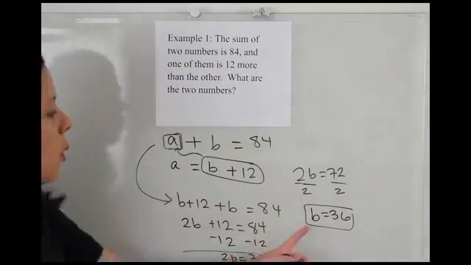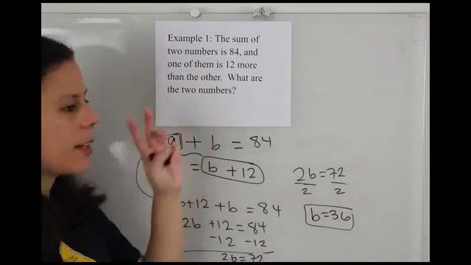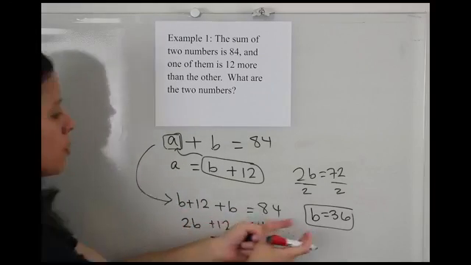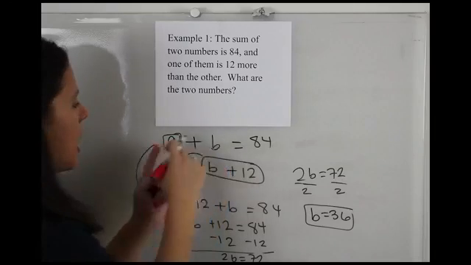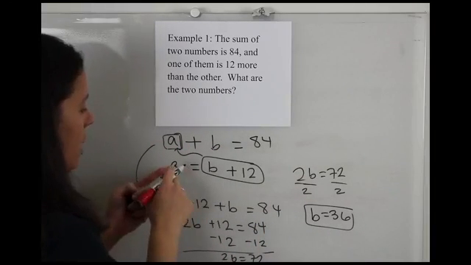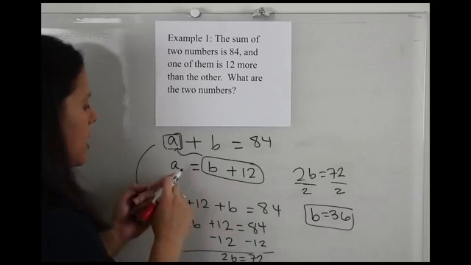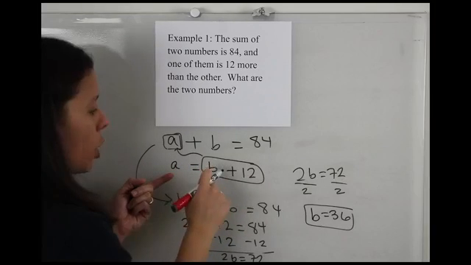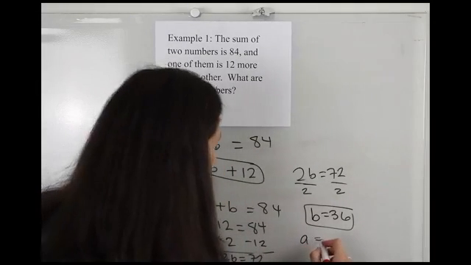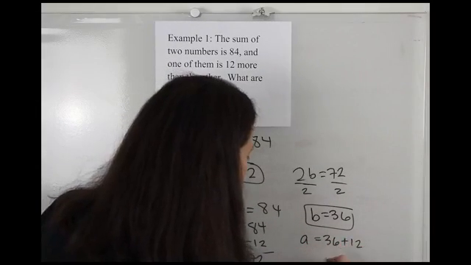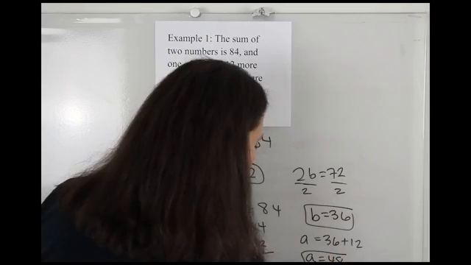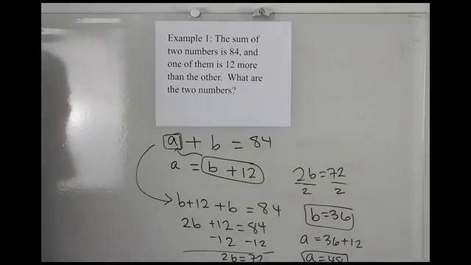Okay, so we know what one of the numbers is, right? We have 2 numbers that we have to figure out. So what would be the second number? Well, I can do it 2 ways. I can either substitute the B up here and say A plus 36 equals 84, or I could just use this one. I already know that A is isolated, right? And it says that A is equal to B plus 12, and B is 36, so A is going to be equal to 36 plus 12. So A is going to be equal to 48. And that is my 2 numbers.